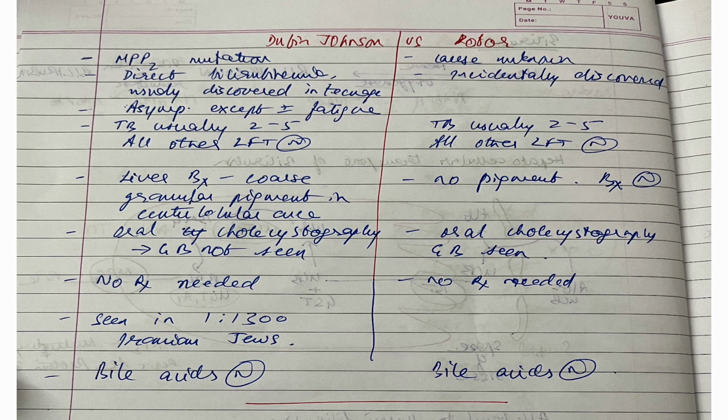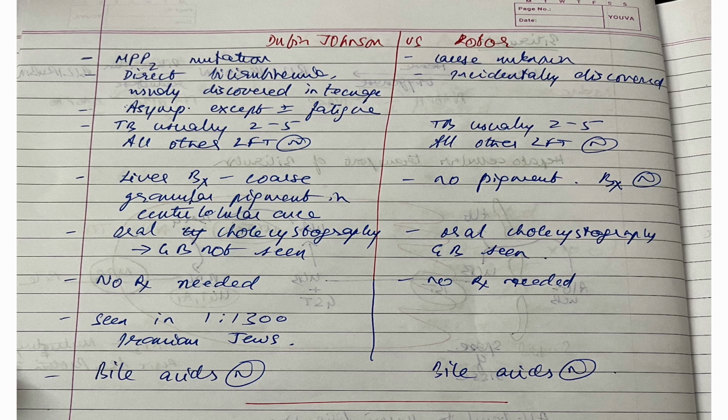Dubin-Johnson and Rotor syndrome. Both are causes of direct bilirubinemia. Dubin-Johnson is due to MRP2 mutation, but in Rotor's, the cause is not known. They're usually asymptomatic, except they could have fatigue. The total bilirubin usually is between 2 and 5. It's never so high. And all other LFTs are normal.